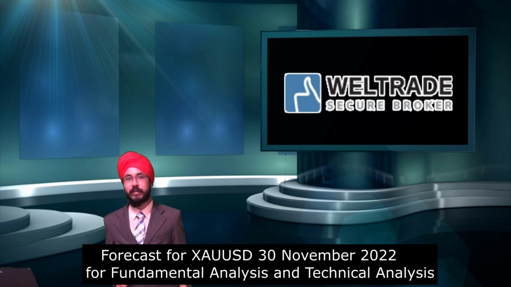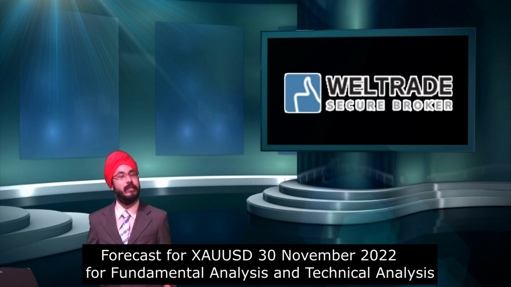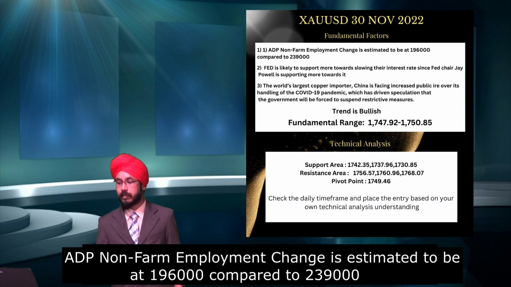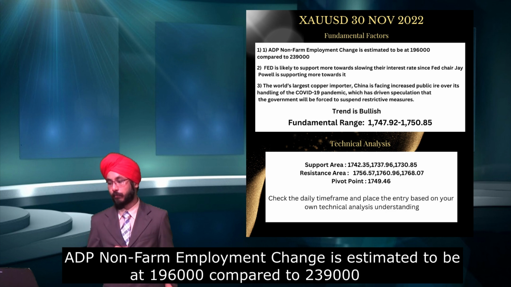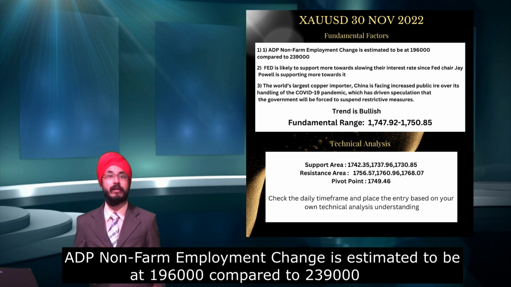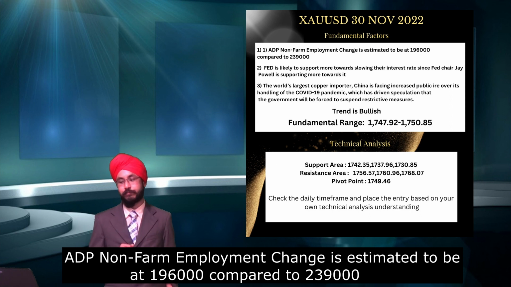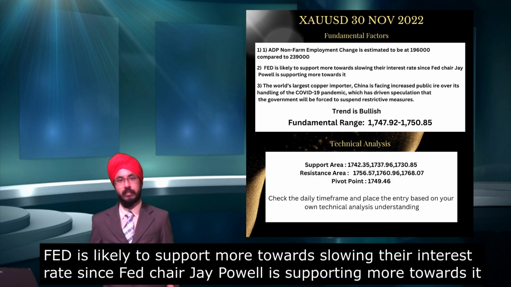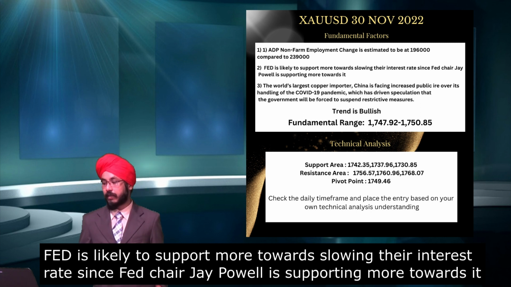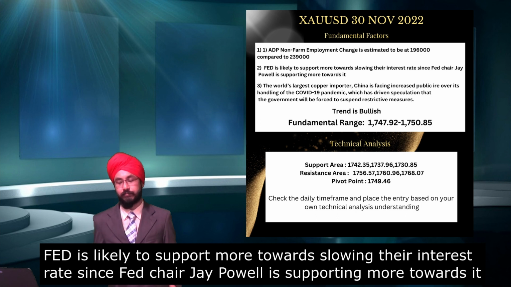Today I am going to focus on the gold trend based on fundamental analysis and also technical analysis. Firstly, as we can see, the ADP Non-Farm Employment Change is estimated to be at 196,000 compared to 239,000. Secondly, the Fed is likely to support more towards the dovish statement, as Fed Chair Jay Powell is also supporting more towards it.